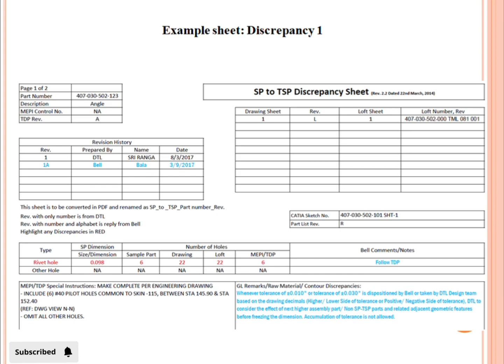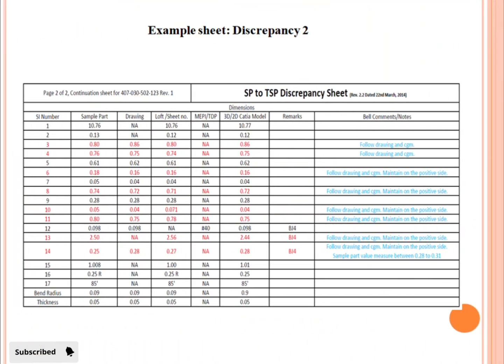This is about discrepancy sheet 1. Discrepancy sheet 2 contains, for subsequent operations, subsequent comments which are provided by the customer. According to that only, engineers and laymen should work. For example, sample part numbers 10, 76, 0.13, 0.80. For 0.80, the customer has mentioned a comment, that is follow drawings and CGM. And for work number 13, he has mentioned to follow drawings and CGM, maintain on the positive side.